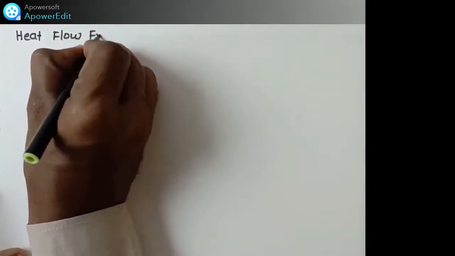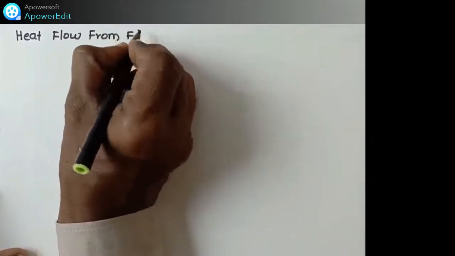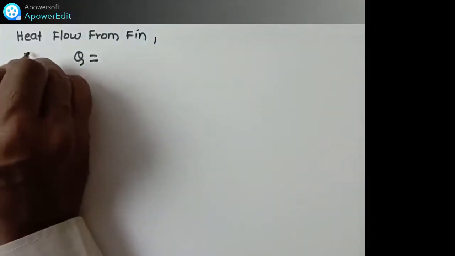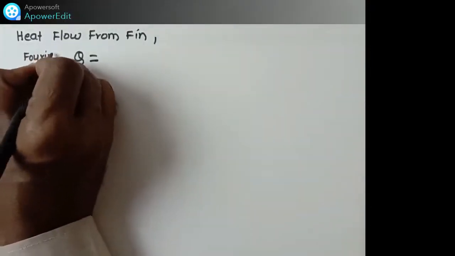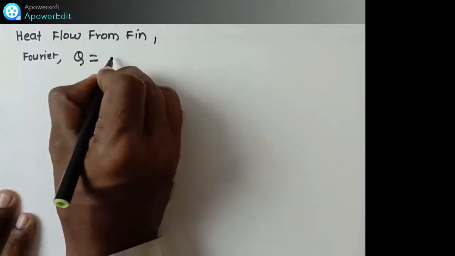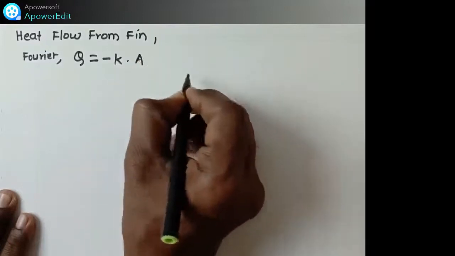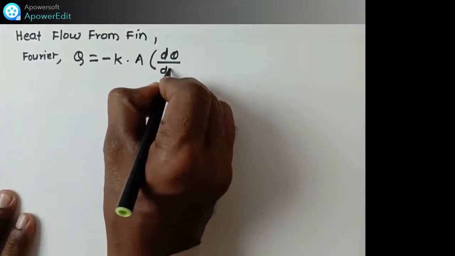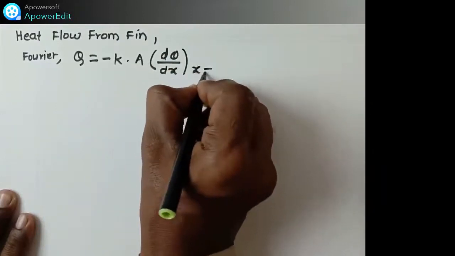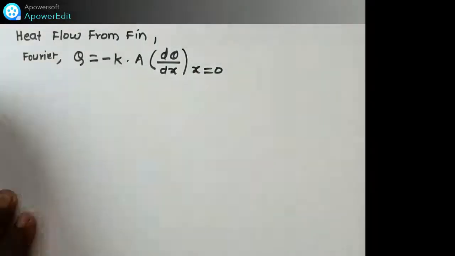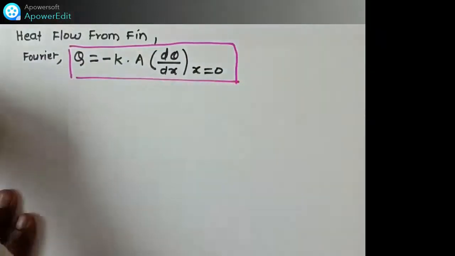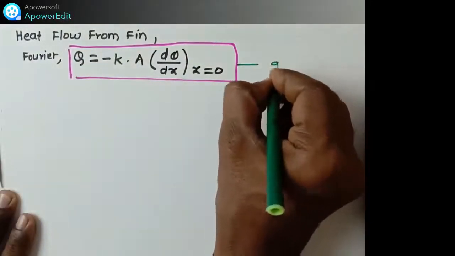Heat flow from the fin can be given by Fourier's formula, that is Q is equal to minus K, thermal conductivity, into area, into temperature gradient d theta by dx at x is equal to 0. So this we say as equation 9.